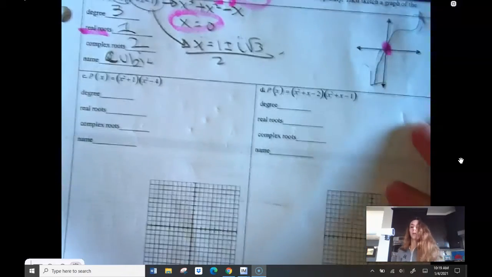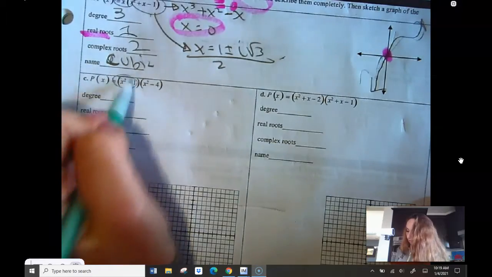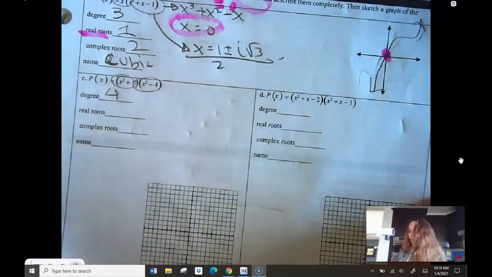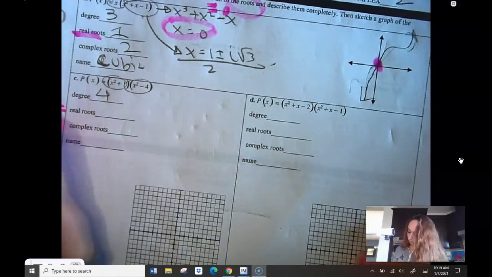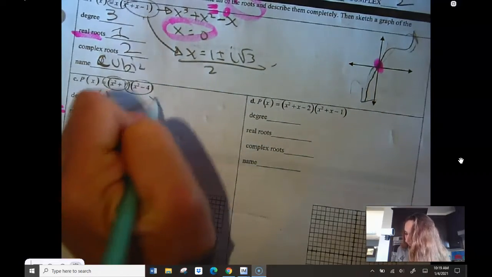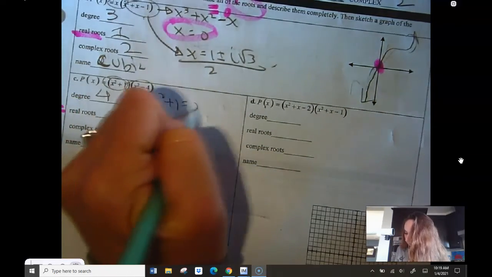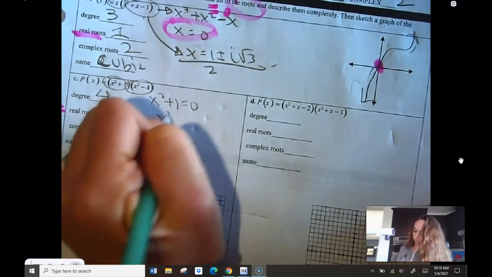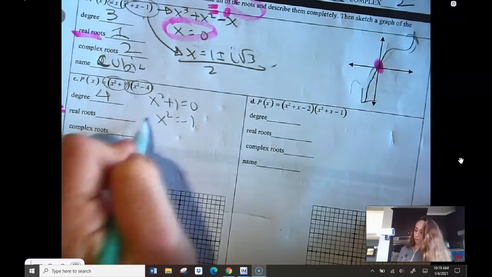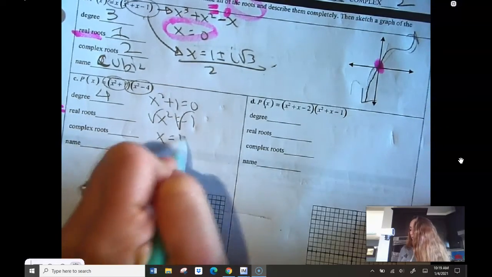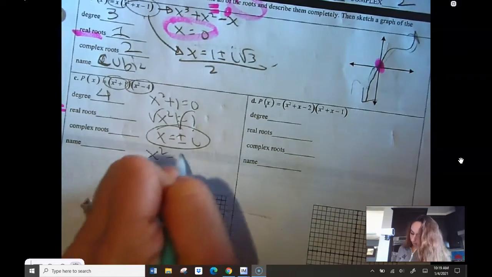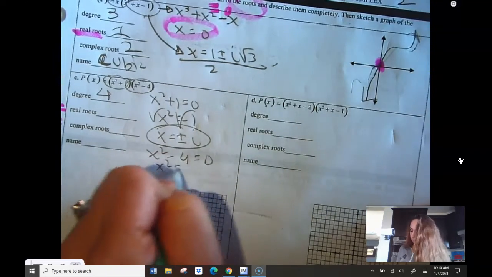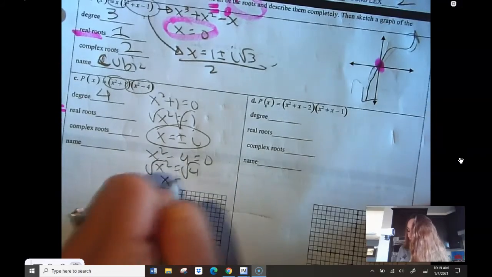Okay. The degree, I've got 2 here and 2 here. That means 4. How many real and how many complex? So if I'm doing the roots, I got to set these equal to 0. So I'm going to go x squared plus 1 equals 0. x squared equals -1. Square root, x equals plus or minus i. And then x squared minus 4 equals 0.